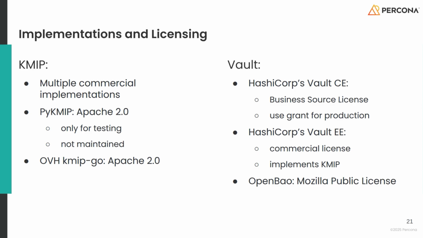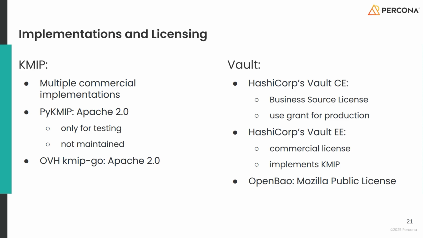A more recent development is the KMIP Go project from OVH, which is also licensed under Apache 2.0. As far as Vault is concerned, for a long time it's been in its own league, because it's not a standard, it's a particular piece of software from HashiCorp, which works by its own rules. Vault comes in two editions. The Community Edition, which is not even true open source, but its license still allows you to run it in production unless you compete with HashiCorp itself.